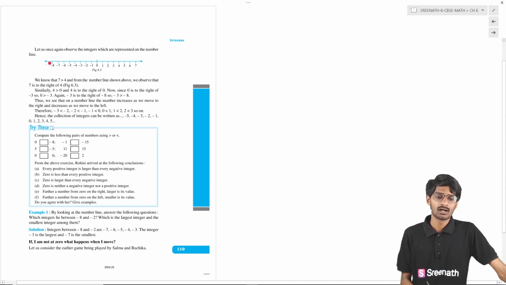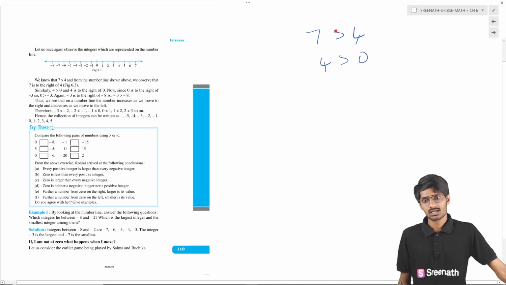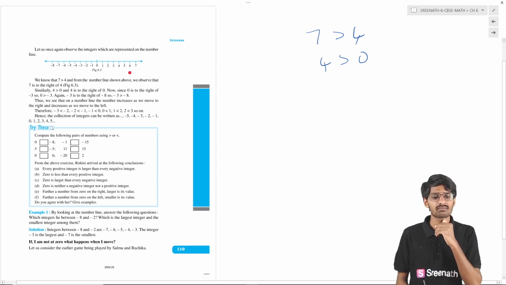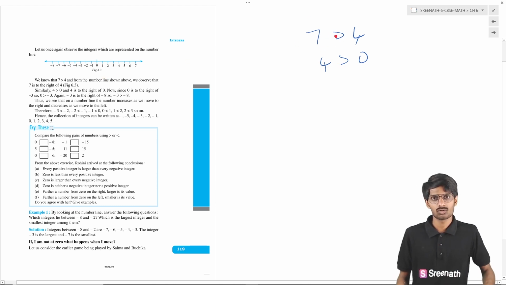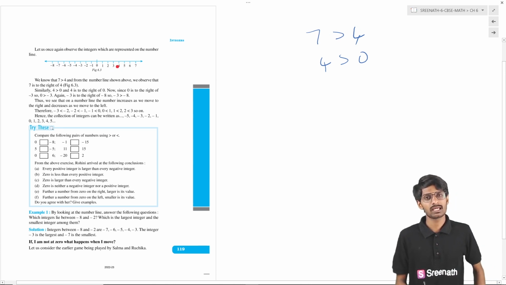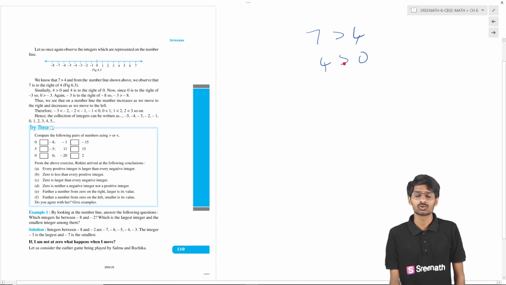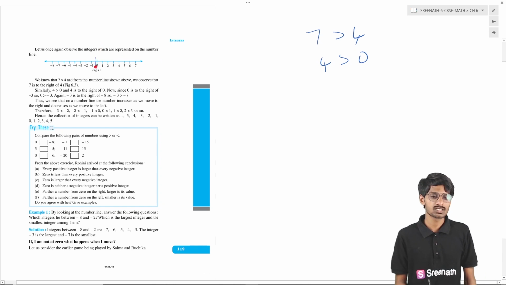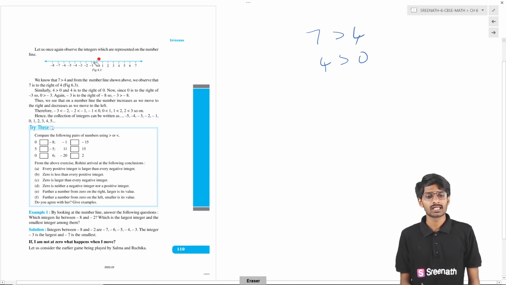So finally we know that 7 is greater than 4 and 4 is greater than 0. We know the sequence. Which means 7 is on the right side of the number 4. If you see the number line, to the right side of 4 there is 7, so 7 is greater. So 4 is greater than 0. You can clearly see on the number line, 0 is here, 4 is here, on the right side. So the numbers which are on the right side are greater.